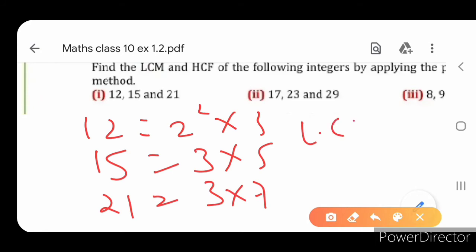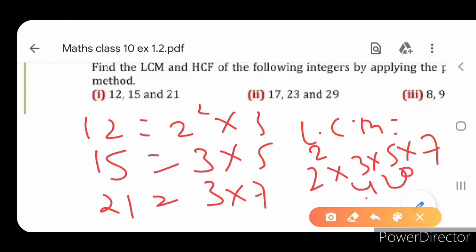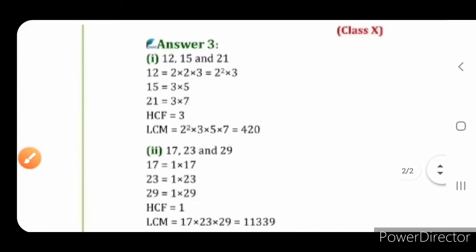Now LCM. We have to take all bases one time with the maximum power. So all the bases are what? 2, 3, 5, 7. And the maximum power of 2 is what? Look, 2 power 2. And the maximum power of 3 is 1, of 5 is 1, of 7 is 1. Now solve it. 2 squared is 4, 4 times 3 is 12, 12 times 5 is 60, and 60 times 7 is 420. So LCM will be 420. Look in the solution here, LCM will be 420.